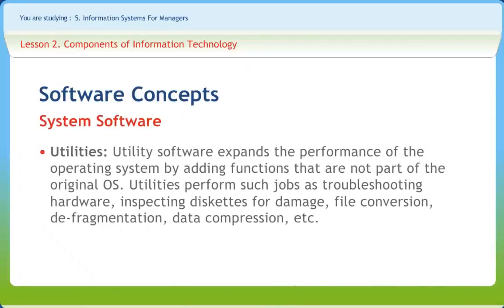Utility software expands the performance of the operating system by adding functions that are not a part of the original OS. Utilities perform such jobs as troubleshooting hardware, inspecting diskettes for damage, file conversion, defragmentation, data compression, etc. Some utility programs, such as Symantec's Norton Utilities, even retrieve data from damaged disks. Utilities can also be used to customize the OS environment.